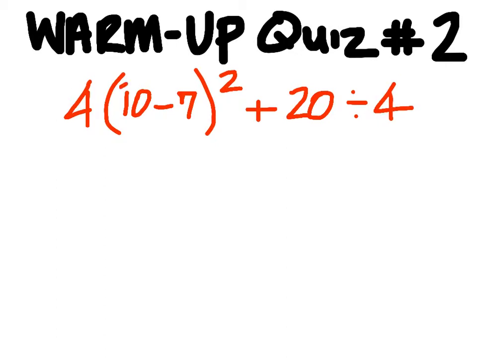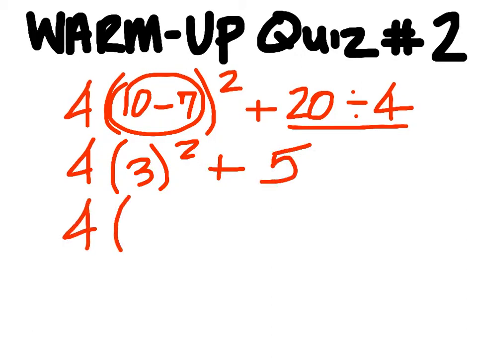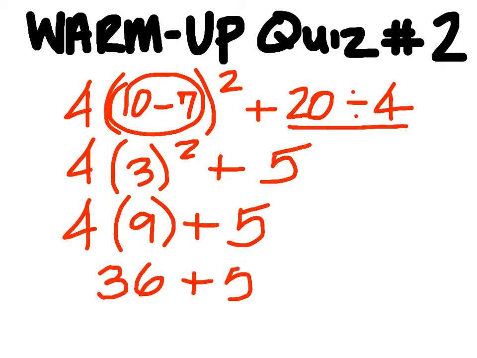Go to the parentheses and get 10 minus 7, which is 3, and square that. 20 divided by 4 is 5. 3 squared is 9, and when you multiply it by 4, it's 36, plus 5 is 41. Number 3.